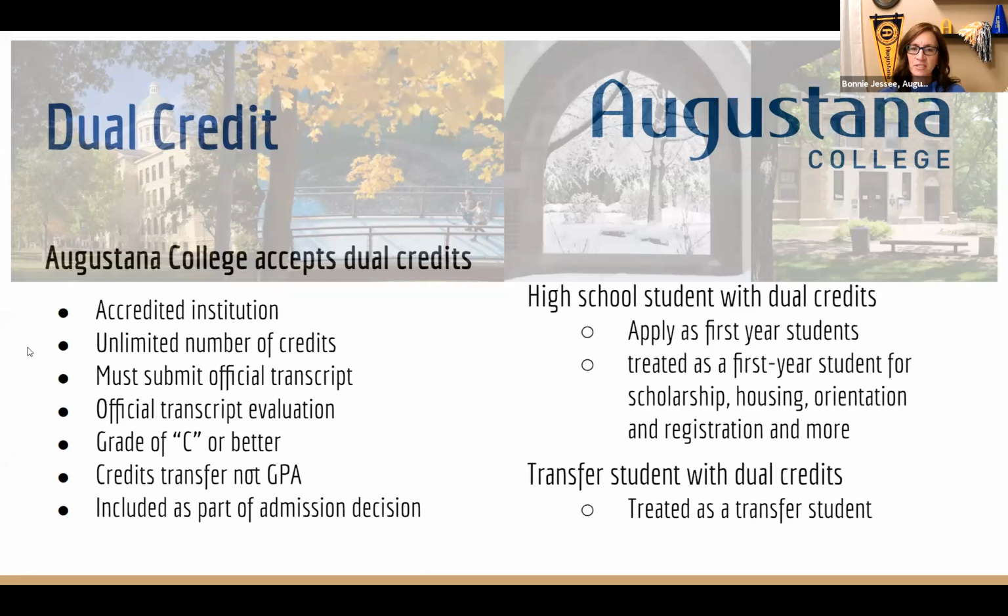But transfer students are treated as a transfer student, which means they would apply as a transfer student and then go through orientation with the transfer student group. And then housing is based on the year that you would graduate high school. So you'd be placed in housing based on high school graduation year.